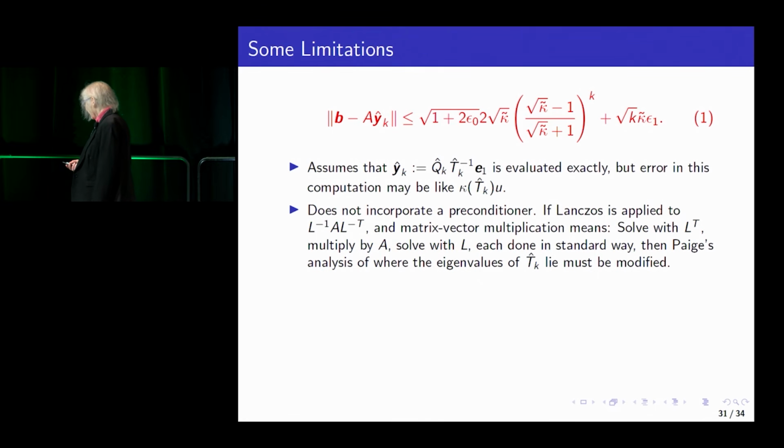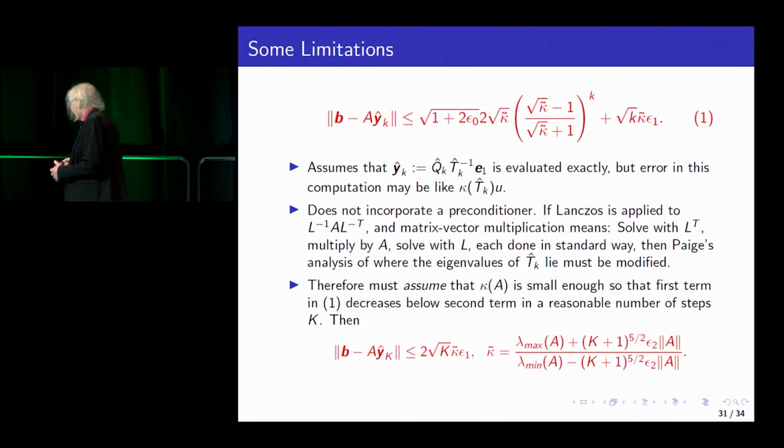We didn't incorporate a preconditioner. If Lanczos is applied to L inverse A L transpose inverse, and matrix vector multiplication means solve with L transpose, multiply by A, solve with L, each done in a standard way, then Paige's analysis of where the eigenvalues of Tk hat lie must be modified.